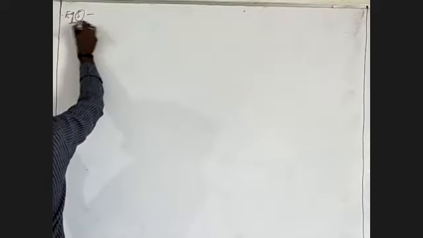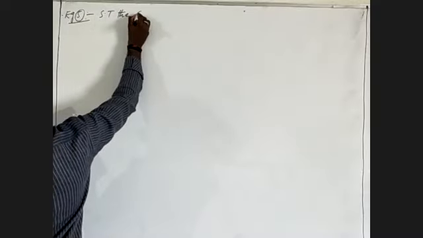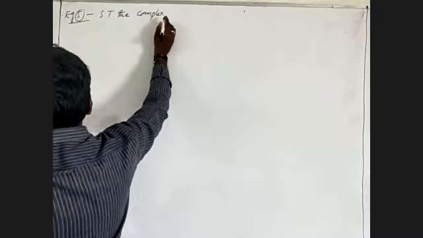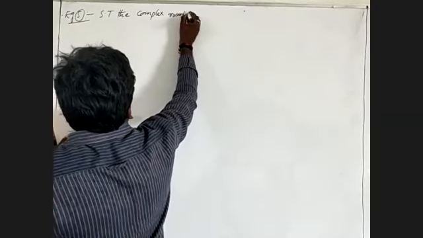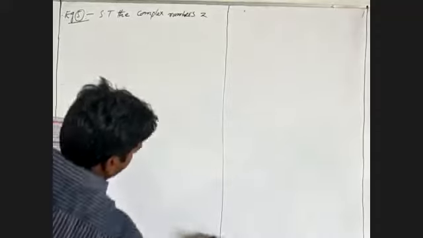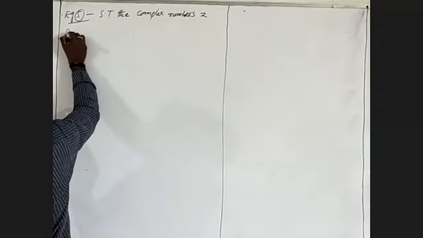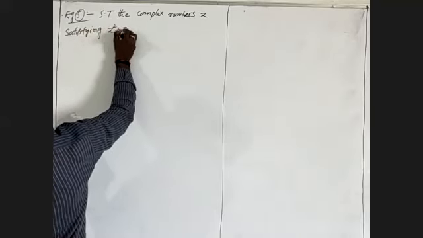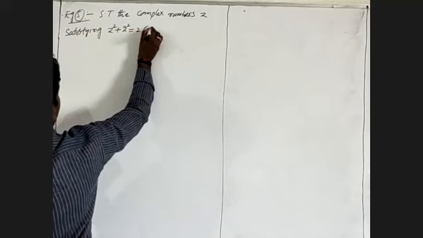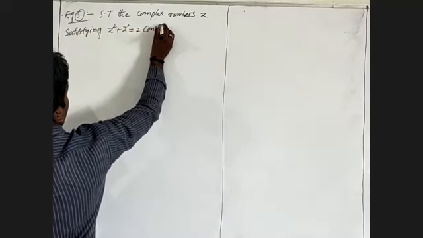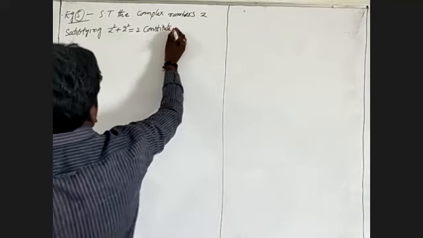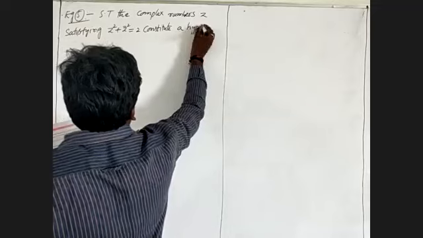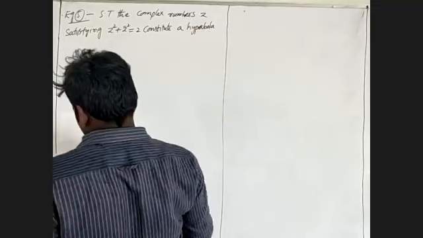Example 5. Show that the complex number z satisfying z square plus z bar square is nothing but 2 constitutes a hyperbola.